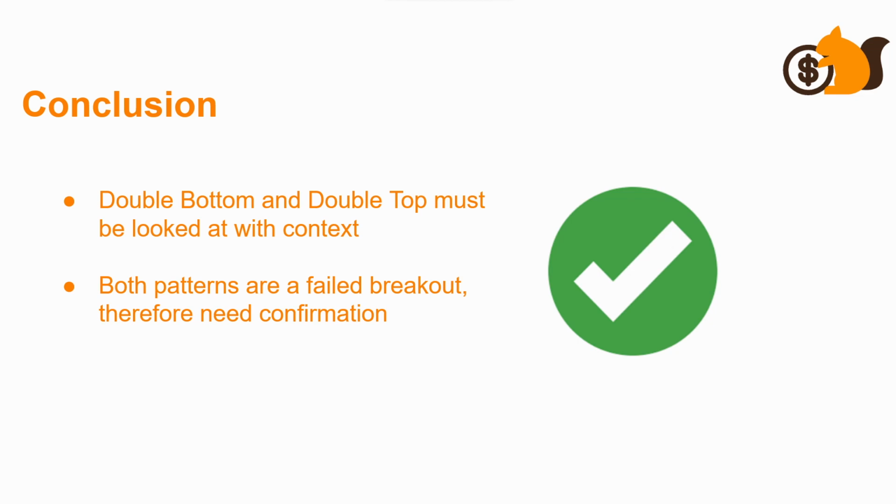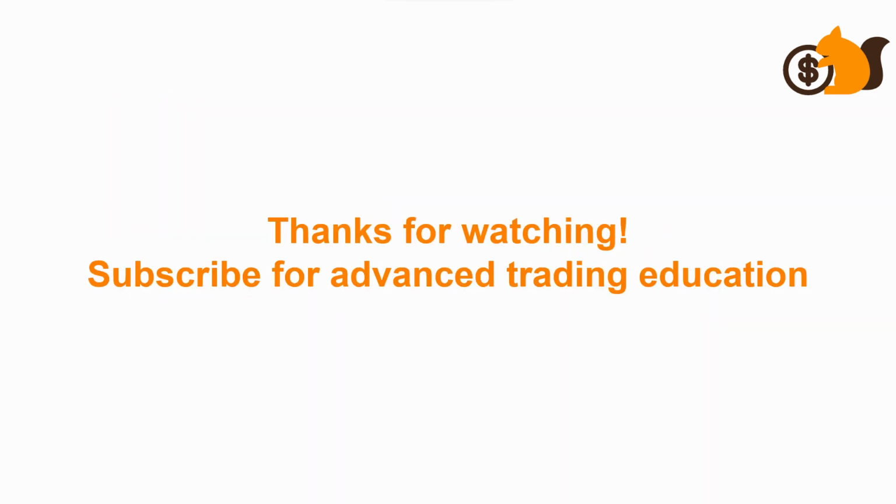So, let's look back at the most important things I want you to remember. First, you always need context when trading double tops and bottoms, or any other price action pattern. If you can't find any good context for a price action pattern, it is probably a low probability trade. Second, a double top or bottom is always a failed breakout. Therefore, instead of just entering and risking getting stopped out by a successful breakout, you should always wait for some form of confirmation.